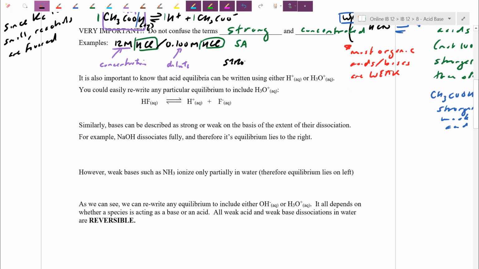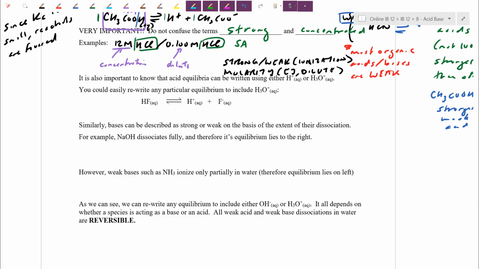Strong and weak refer to the ionization, how easy it is to break up. While molarity, a high number or a low number of moles per liter, refers to the amount present. So molarity is when we talk about concentrated or dilute. That's talking about the amount that's physically present.